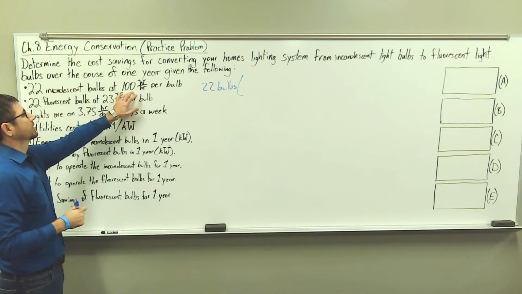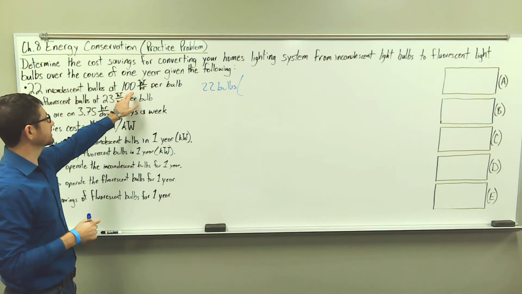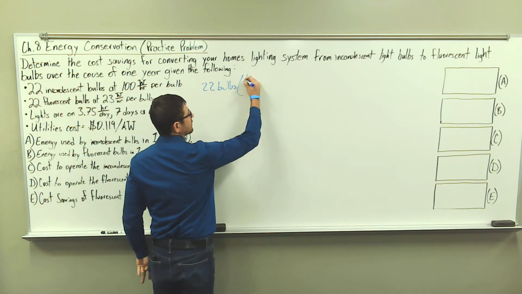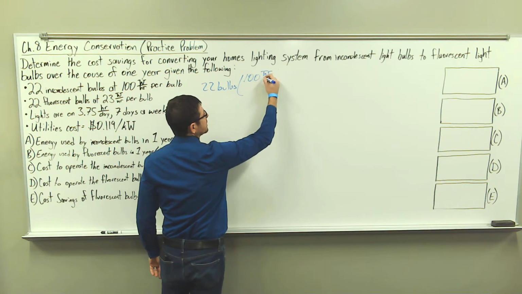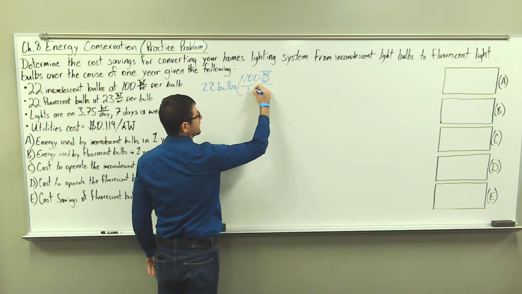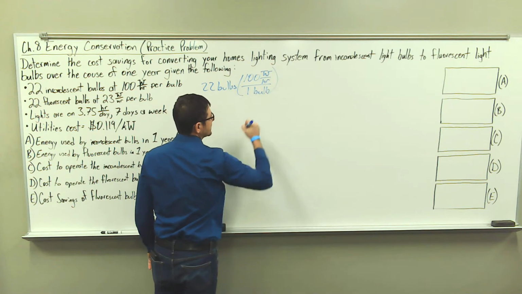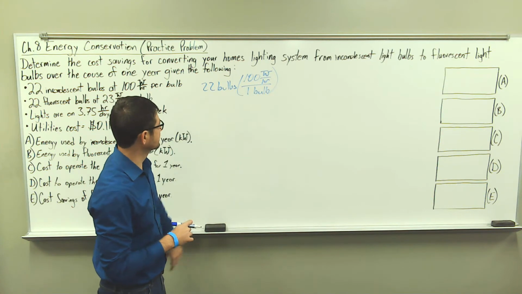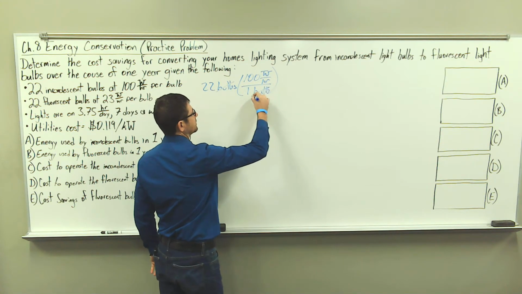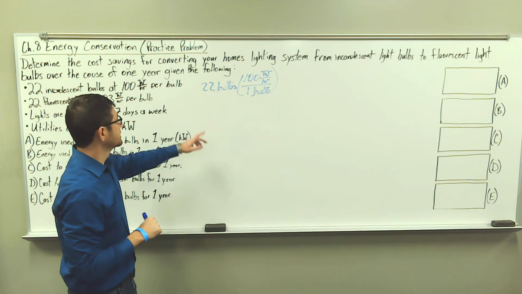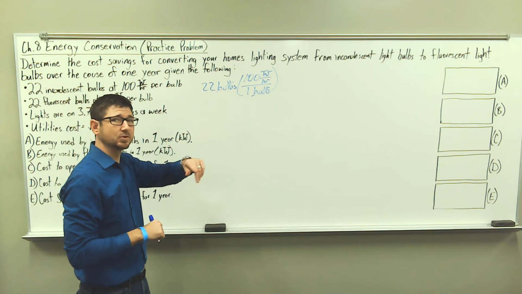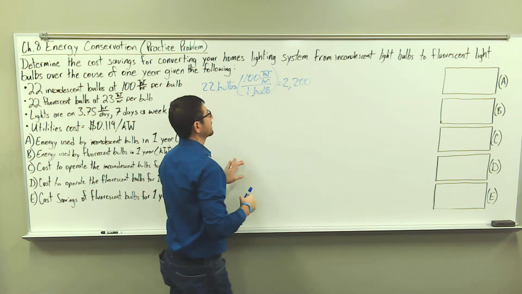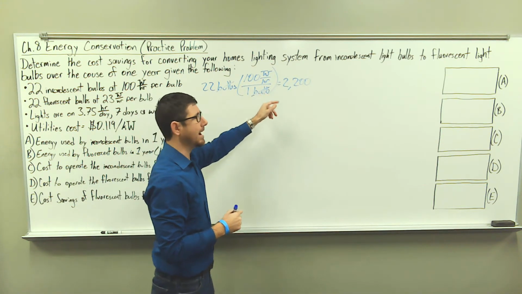And each bulb requires energy of 100 watts per hour per bulb. So what we're going to do is say 100 watts per hour, and this is for each bulb. Okay? So immediately you can tell that we're going to be canceling some units, so we're using dimensional analysis here. So those bulbs will cancel. So 22 times 100 is 2,200. And right now we are in units of watts per hour.